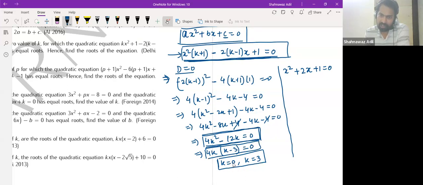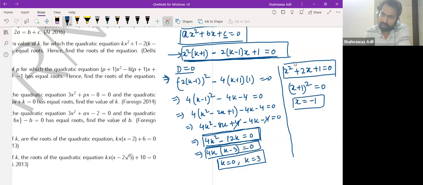So if we put k equal to 0, then we are getting a quadratic equation, right? This is x square minus k is 0, so minus minus plus 2x plus 1. So this is also a quadratic equation, right, guys? And what is the solution of this equation? This is x plus 1 whole square, so this is x equals minus 1.